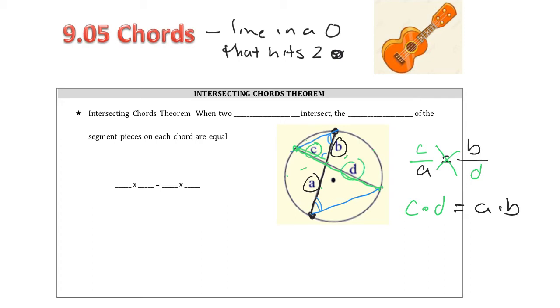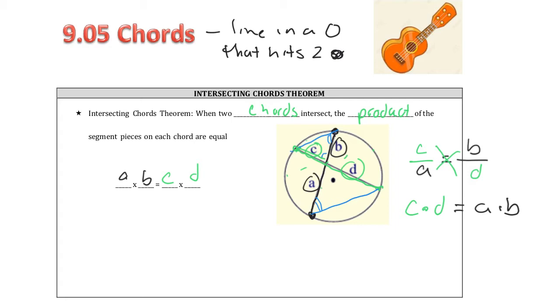So here's the intersecting chord theorem. When two chords intersect, the product, or multiply, the pieces of each segment are equal. So A times B equals C times D. And that just works out because we made two similar triangles.